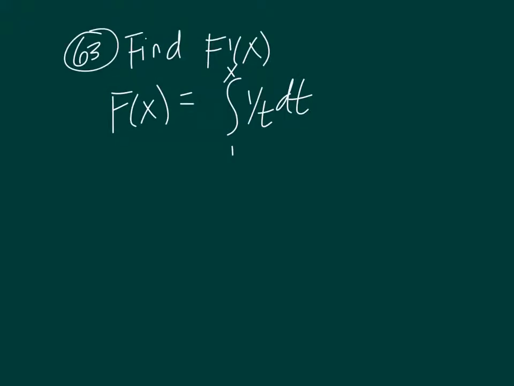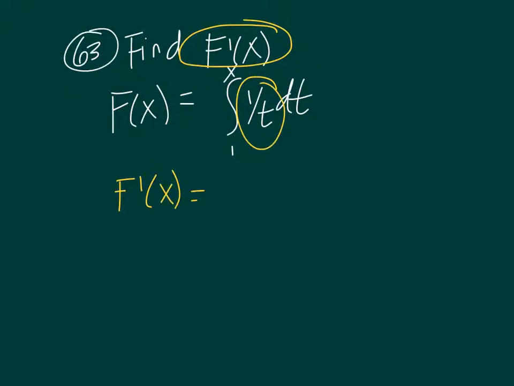Okay, I really wanted to do 63 because it's actually super easy and you probably just forgot from last unit, but this is the second fundamental theorem of calculus. Notice it's asking us to find f prime. If I find the derivative of an integral, remember that they're inverses of each other. So basically all I'm left with is whatever is in here. I just need to plug my bound in. So the answer is 1 over x.